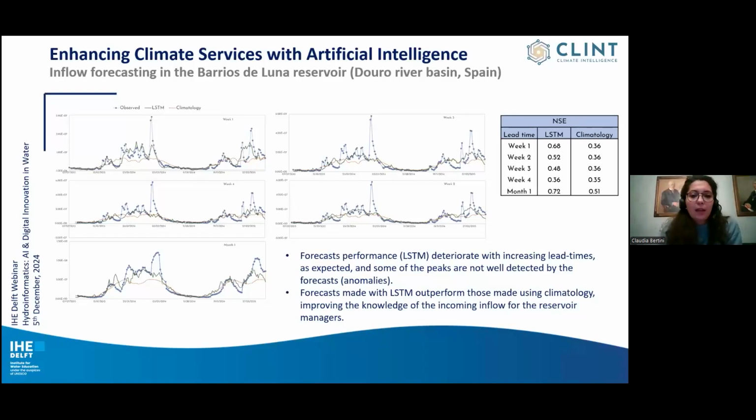respect to the climatology. And we are now in the phase of actually showing these results to the stakeholders of the case study and seeing what they think about it.